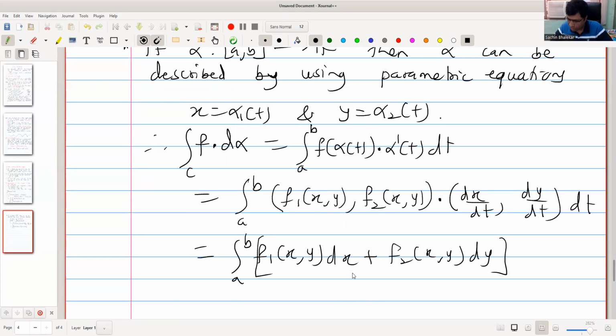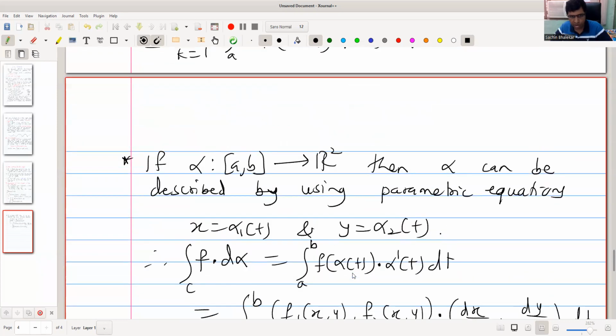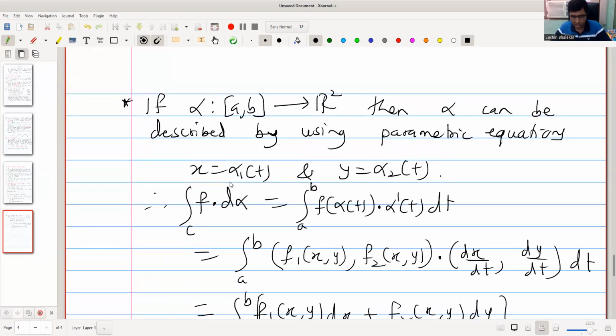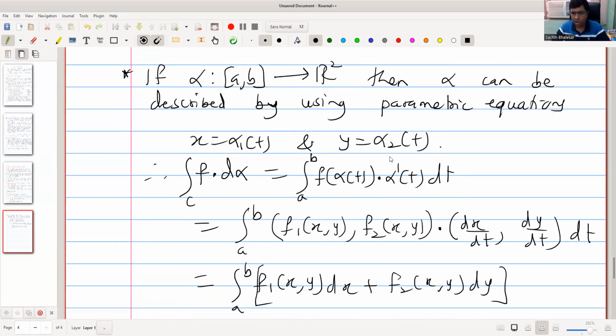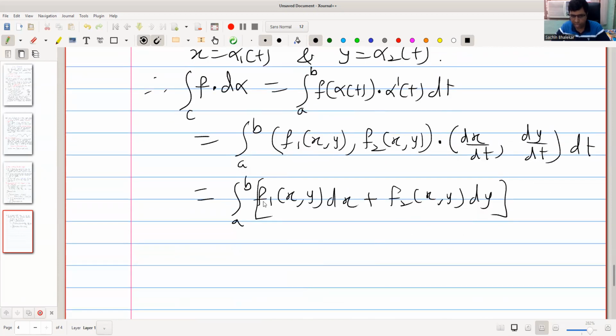Similarly, in R3, if our curve alpha is from AB to R3, then our components will be x equal to alpha 1 of t, y equal to alpha 2 of t, and z equal to alpha 3 of t. Similarly, the components of f will be f1, f2, and f3. And this thing will be f1 of xyz dx plus f2 of xyz dy plus f3 of xyz dz.